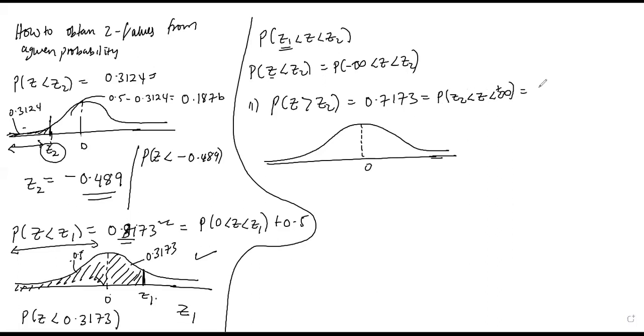0.7173, which is going to be 0.5 plus probability from Z2 less than Z less than 0. So you move there. A half is this one up to positive infinity. Then you borrow more space on the left. It is equal to probability of 0.5 plus 0.2173. Yes. Now, when you read the table, what value is that?